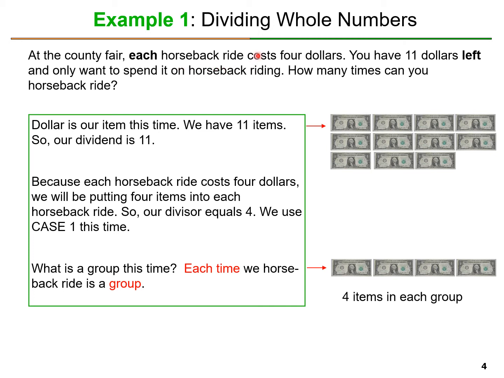Each horseback ride costs $4. So that tells me that the horseback ride is probably going to be a group. Left tells me that that is my total number of items. Now the problem is 11, which is the dividend, divided by 4, the divisor, is equal to what?